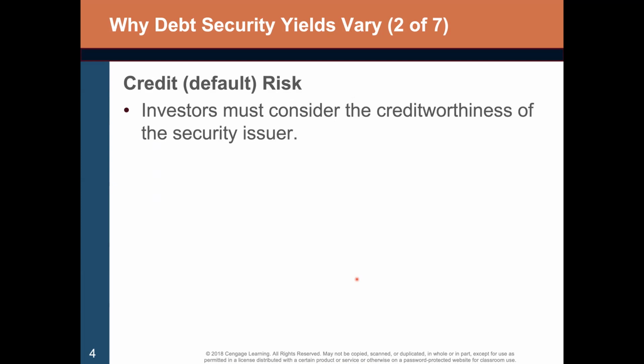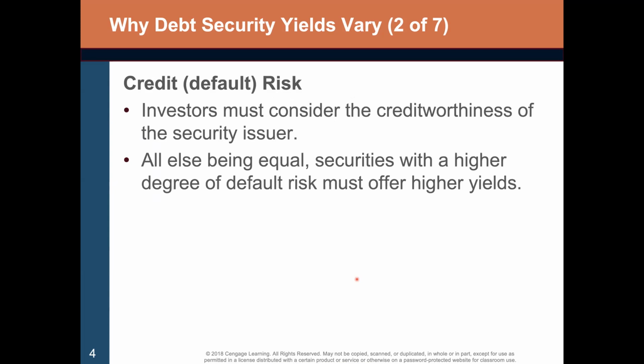Investors must consider the creditworthiness of the security issuer. All else being equal, securities with a higher degree of default risk must offer higher yields. And that makes perfect sense. If you're looking at potentially investing in a company and there's a reasonable chance that they could possibly default at some point in the future, you would expect a much higher yield.